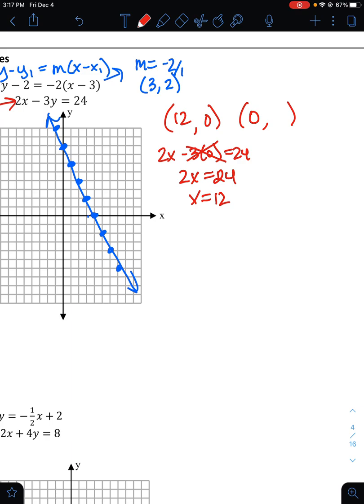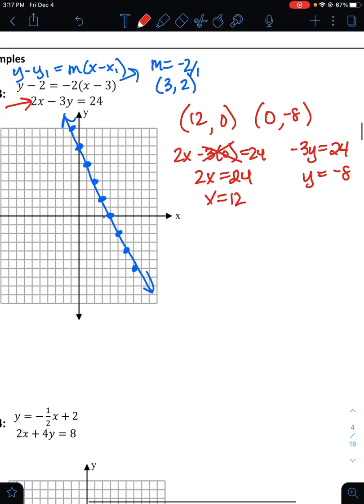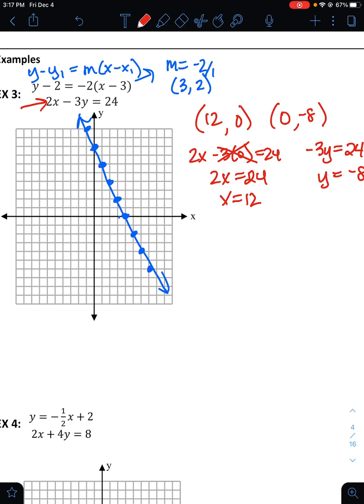Okay, the y-intercept, I'm going to plug the 0 in but not write it. So the 2x is gone. So I am left with -3y equals 24. And then divide by -3, y equals -8. Okay, so if I can't tell the intersection point, I might have to do something else.